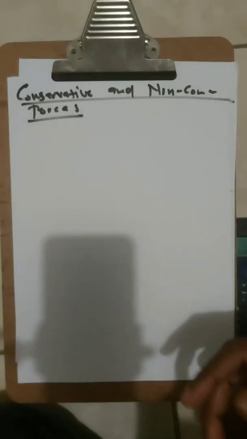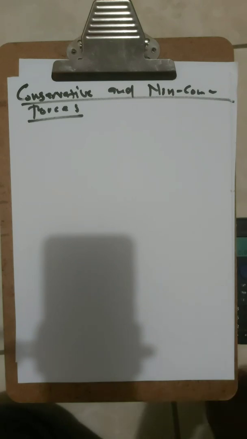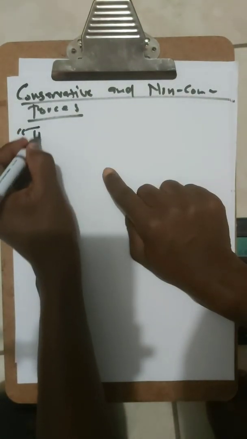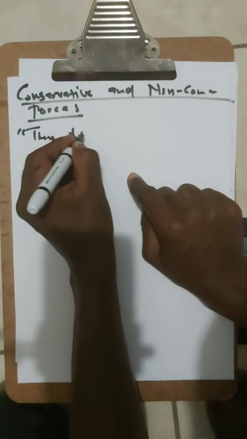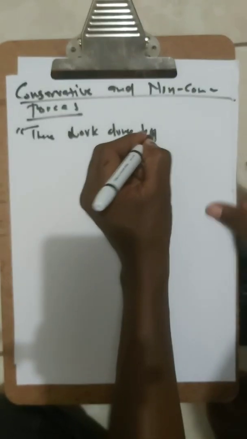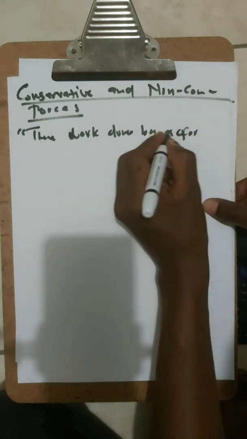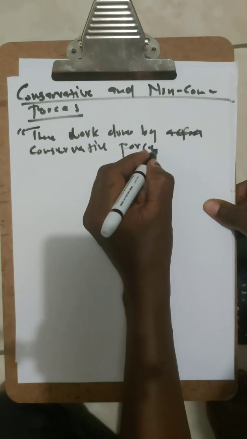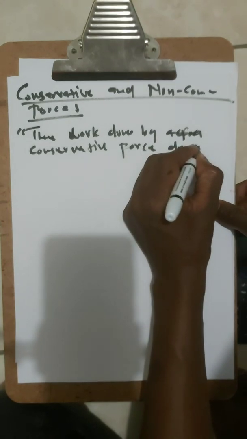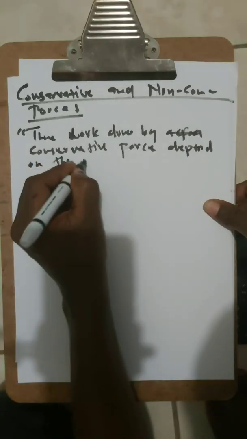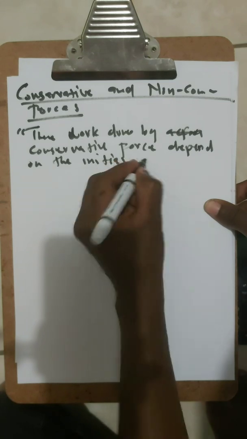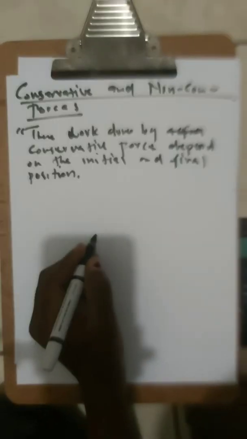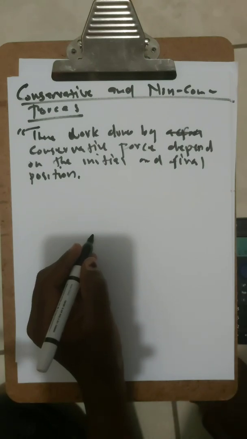So basically, when conservative and non-conservative forces are present. When you talk about conservative forces, we say the work done by a conservative force depends on the initial and final position. So the work done by a conservative force depends on the initial and the final position.